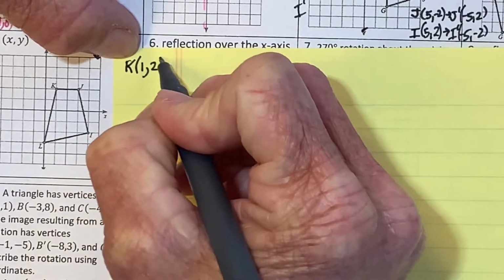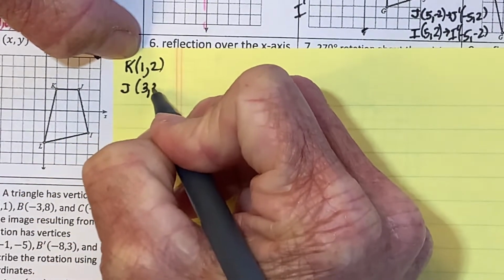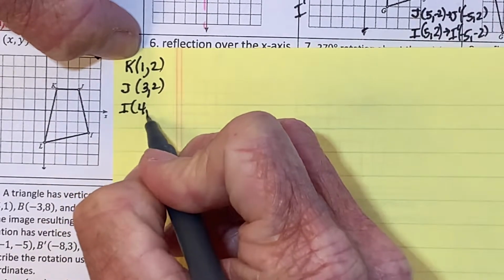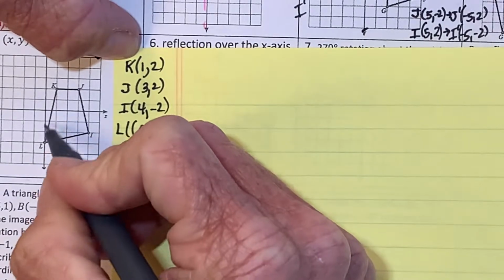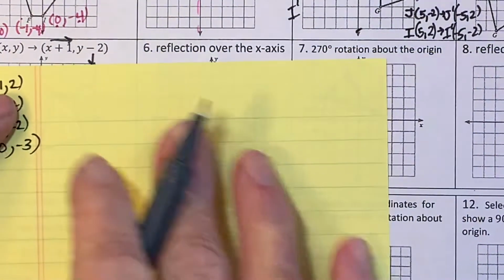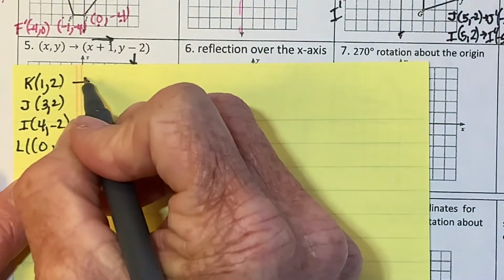K is at 1, 2. J is at 3, 2. I is at 4, -2. And L is on the y-axis down 3 at -3. So I'm going to use this rule, add 1 to the x, subtract 2 from the y.